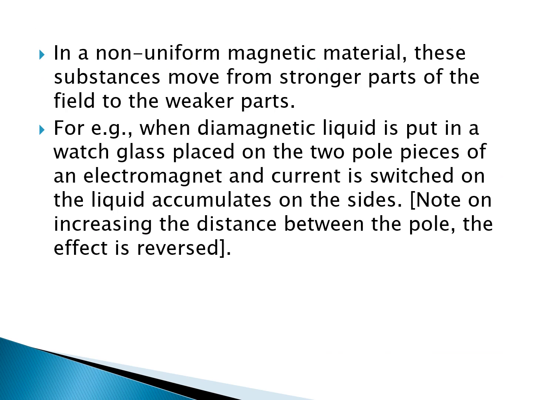In a non-uniform magnetic field, these substances move from stronger parts of the field to the weaker parts. For example, when a diamagnetic liquid is put in a watch glass placed on the two pole pieces of an electromagnet and the current is switched on, the liquid accumulates on the sides. On increasing the distance between the poles of the magnet, the effect will be reversed.